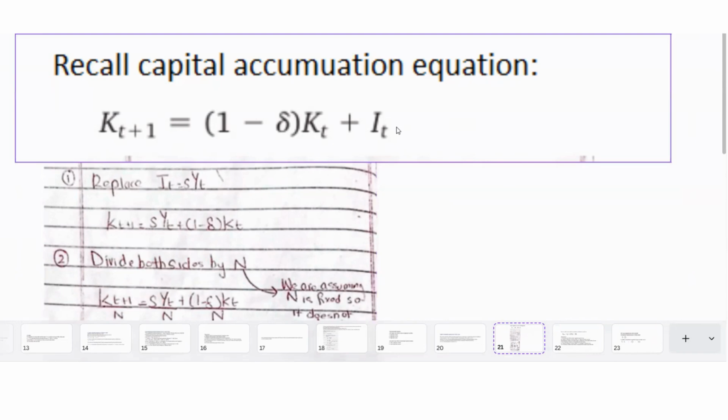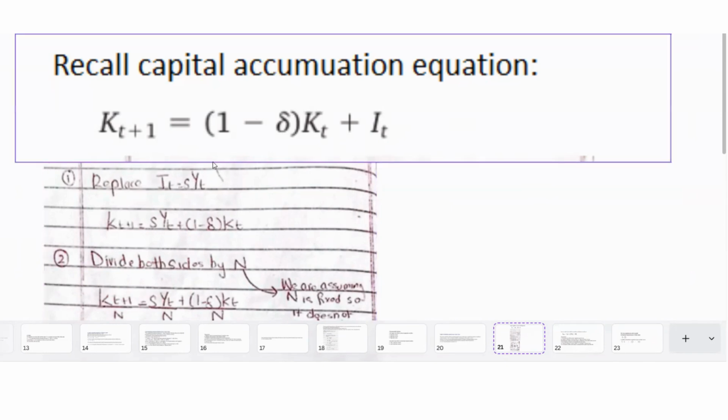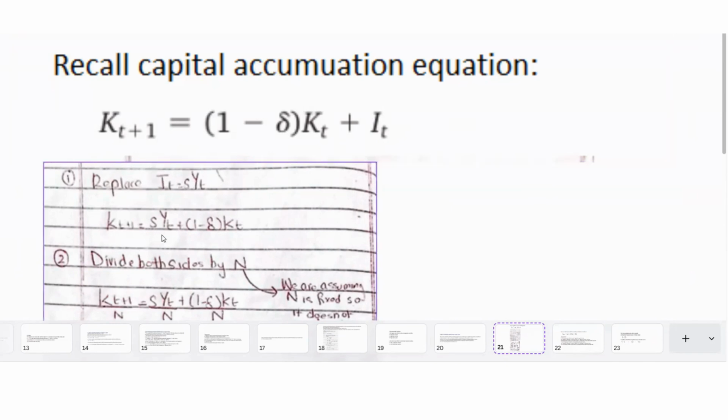So replace I_t with sY_t, because remember the goal is to write this in per worker terms, where you want to express everything in terms of capital per worker and parameters of the model. We don't want I_t to play in this model. So I'm going to replace I_t with sY_t. Then this becomes K_{t+1} = sY_t + (1 - delta) K_t.